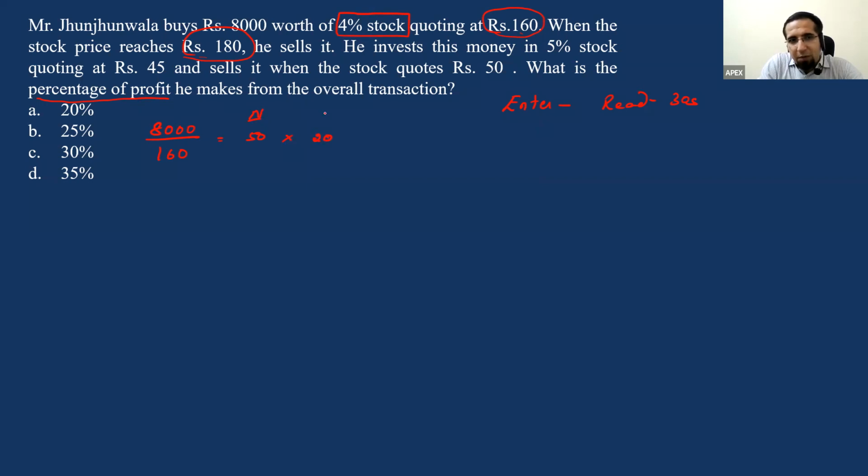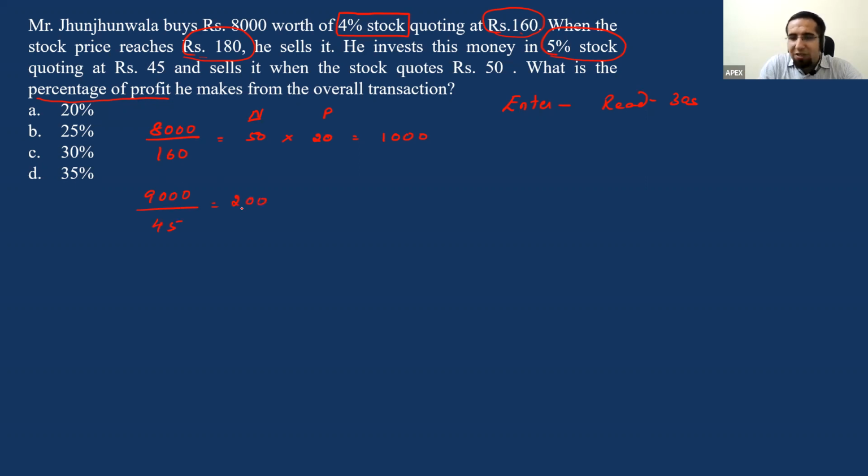And the profit that he is making per share is 20 in the beginning. That means he got a profit of how much, guys? 1,000 rupees. He invests this money in a 5% stock, which again I do not know, but forget it for the time being. Quoting at 45 rupees, that means he had 8,000. He made 1,000 rupees. That means how much does he have now? He has 9,000. And per share is 45.